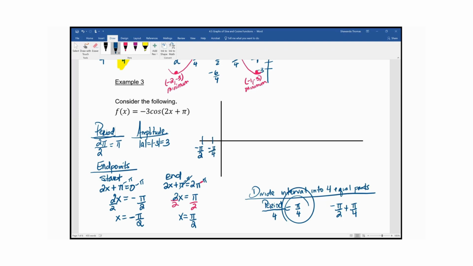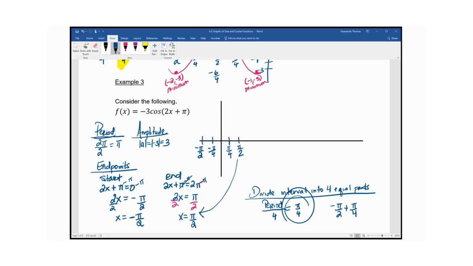So it's looking like it's doing negative 2 pi over 4, then negative 1 pi over 4, then 0 pi over 4, 1 pi over 4. So if you keep doing that, we got 0. That's the origin. Then we have pi over 4 right here. And then again, we have pi over 2. That's our end. That's where we're ending at.